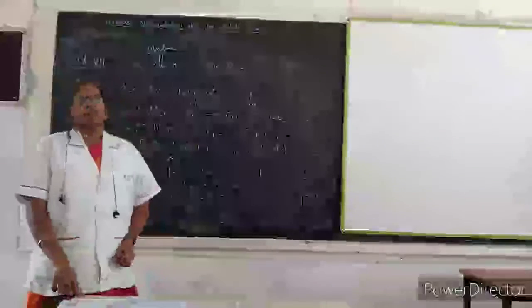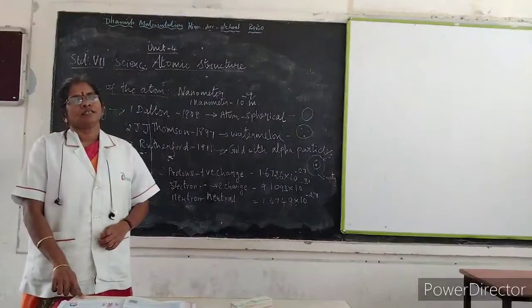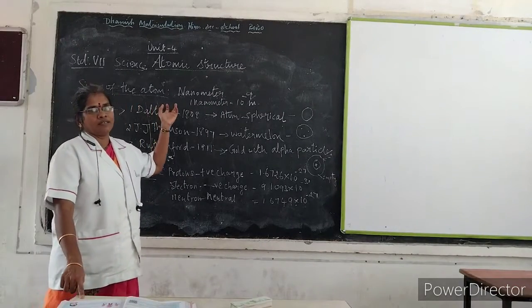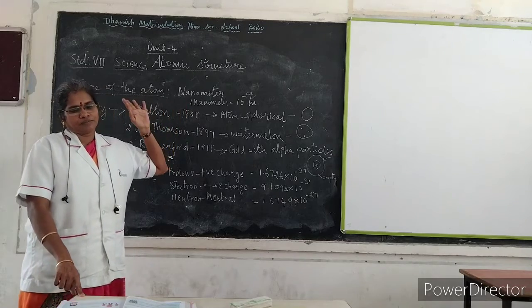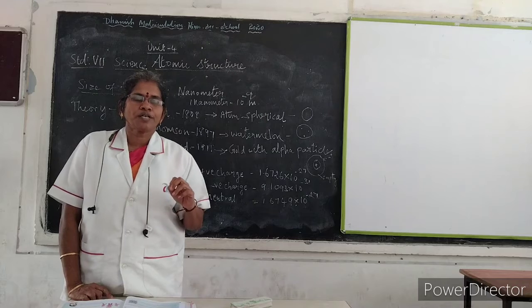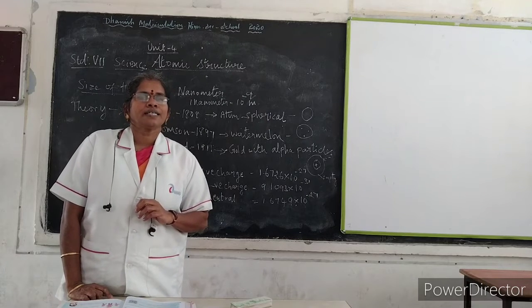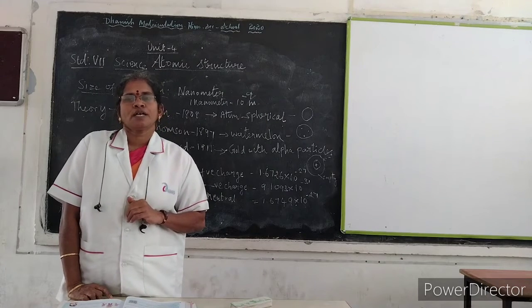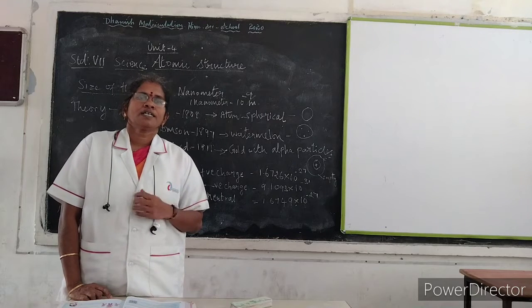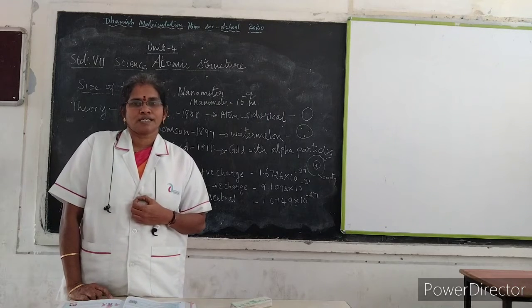Hello children, this is 7th standard science unit 4 chemistry lesson, atomic structure. Yes, last class in chemistry, that is unit 3, we have seen matter around us. I hope you understand everything, all the definitions and all the terms in that lesson.